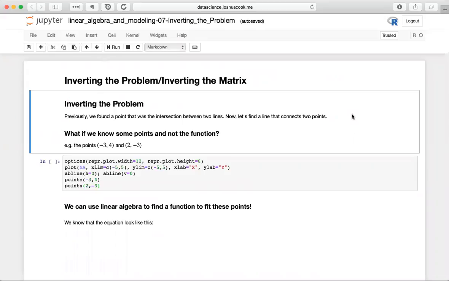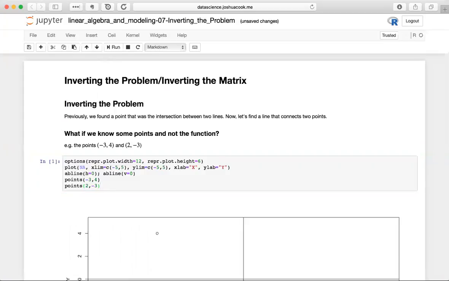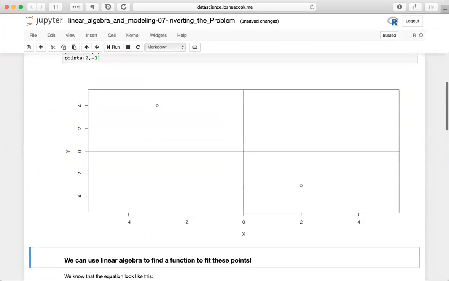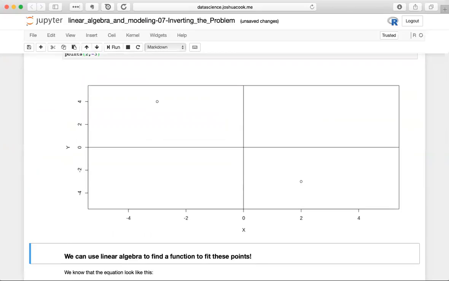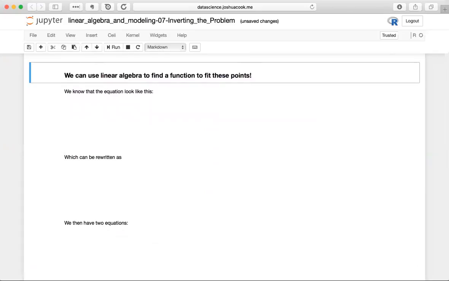So what if we want to find a line that connects two points? For example, we might take the points -3, 4, and 2, -3. And here, let's plot those using R. And here you see this, and you can probably look at them and see the line. You know, it's something like that. It's actually pretty good. But what we want is an exact solution. So we're going to use linear algebra to find a function that fits both of these points.